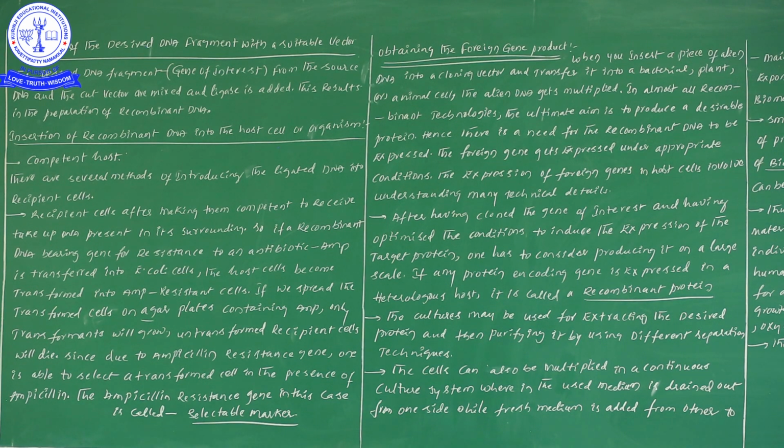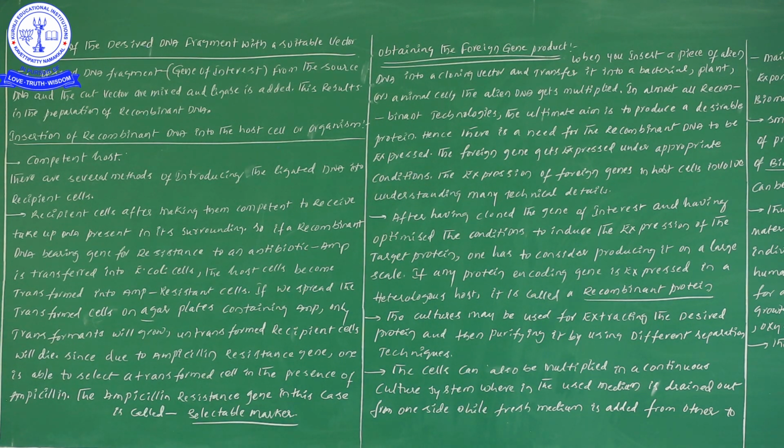Next one, continuous culture. The cells can also be multiplied in a continuous culture system. When we create suitable conditions, by using all the optimized conditions, our foreign gene is multiplied. In this particular case, we do not need to stop any kind of procedure, so we can maintain it as a continuous culture system.